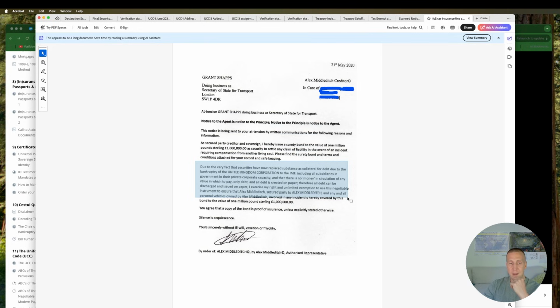I exercise my right and unlimited exemption to use this negotiable instrument to ensure that upper and lowercase, which I thought at the time was representing my born identity, which we know I worked out later on, does not. However, it was a way and means in which to show this separation, hopefully. Secured party to what I thought, all caps, was the Strawman, and any and all personal vehicles owned by myself involved in any incident is hereby covered by this bond to the value of £1 million sterling. Okay, you agree that a copy of the bond is proof of insurance unless explicitly stated otherwise.